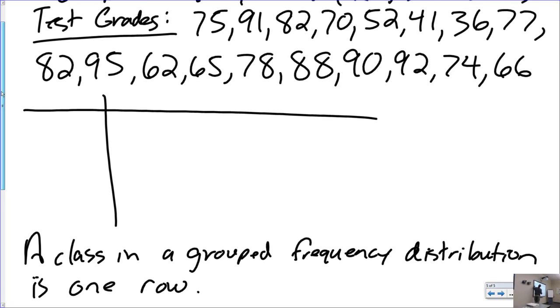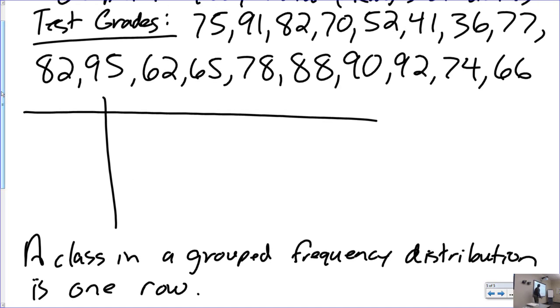So, how many classes are we going to have for this particular table? If we go by, say, tens, because the grading system sort of naturally sets that up. Six? Seven? Seven. Why seven? Because we have seven different leading numbers. We have seven different leading numbers, right? 30s, 40s, 50s, 60s, 70s, 80s, and 90s. So we're going to have seven rows.